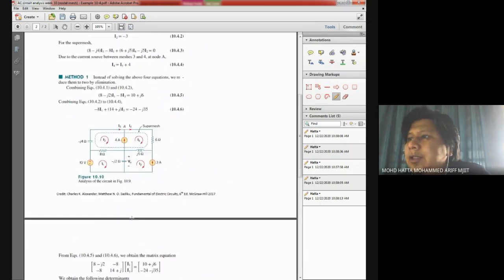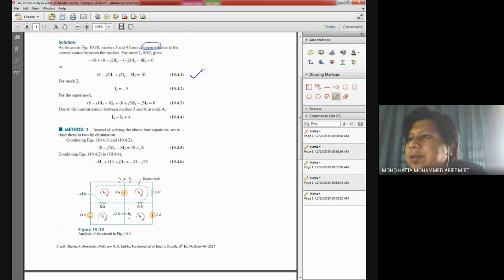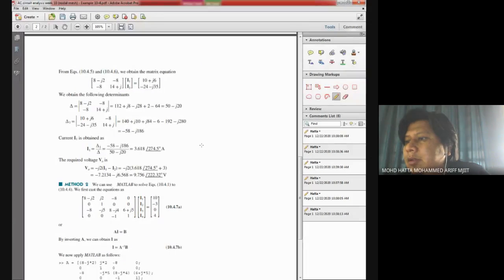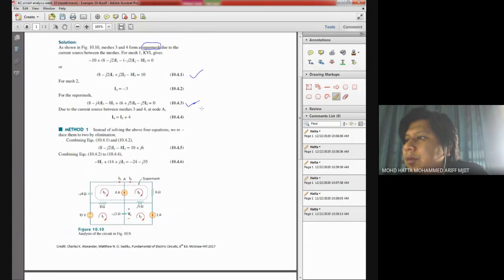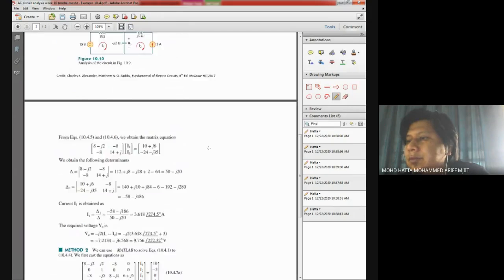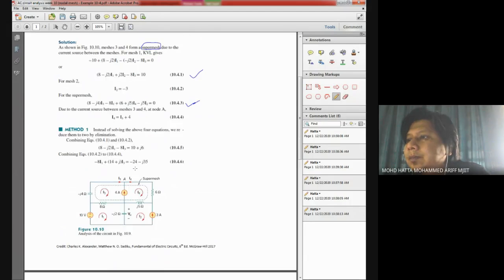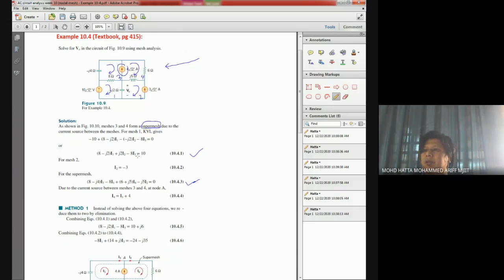But for MATLAB, you actually need to get these two equations right first. If you don't get these two right, forget about solving, whether using manual calculation or MATLAB calculation. All right, I think this example you can revise on your own based on the textbook.